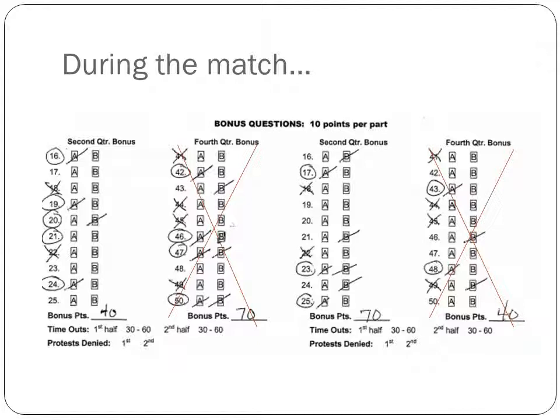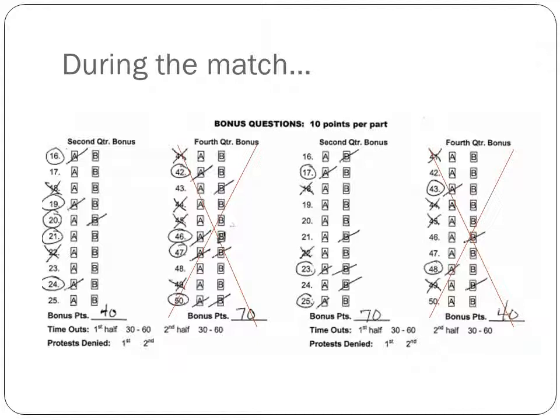This sample page has some extra markings which you don't need to worry about. Also, the fourth period can be ignored completely, as we will only play 3 periods. The most important marks in the bonus sections are those on the letters A and B. Those marks show which team, if any, answered each part of the bonus.